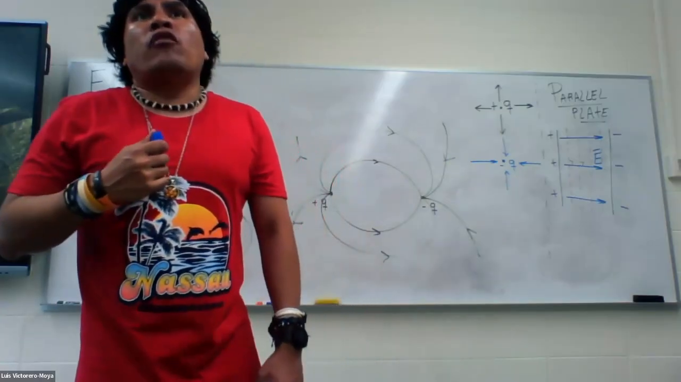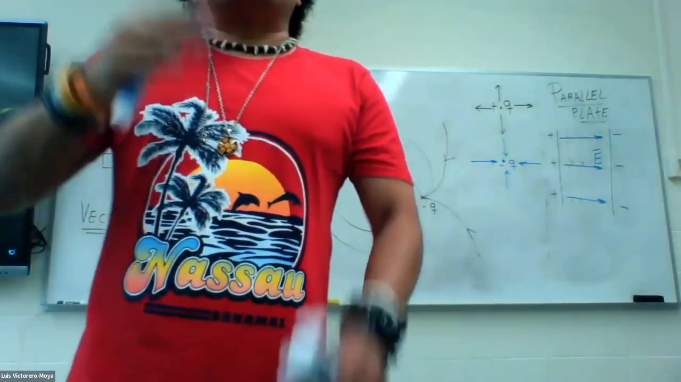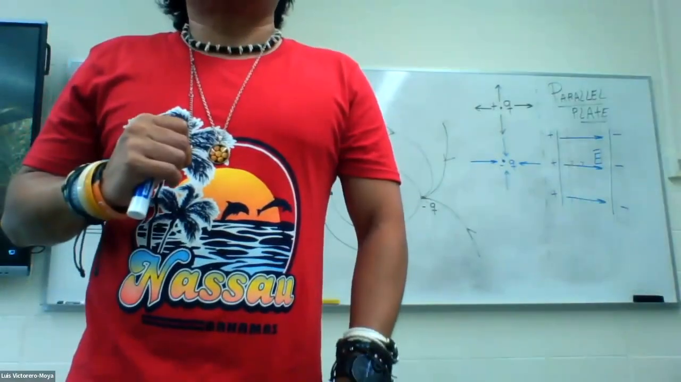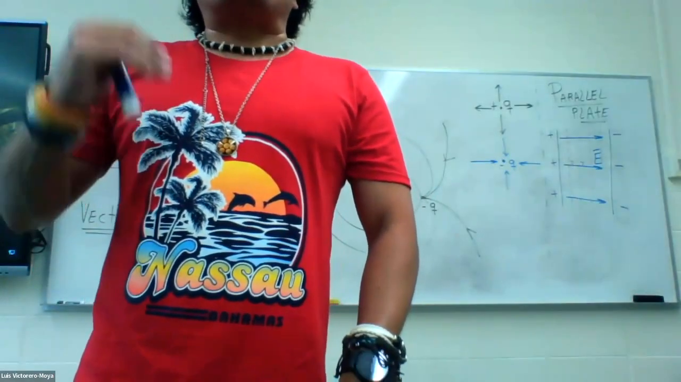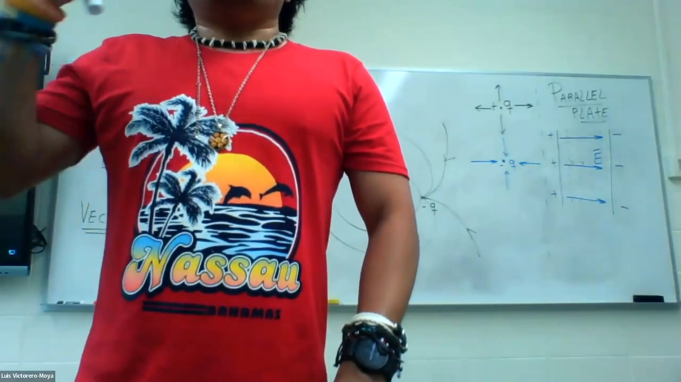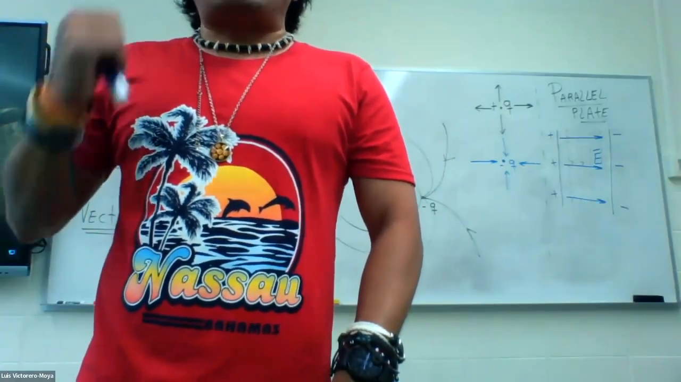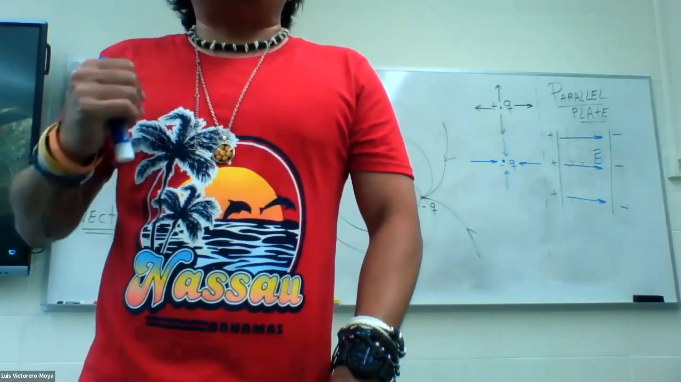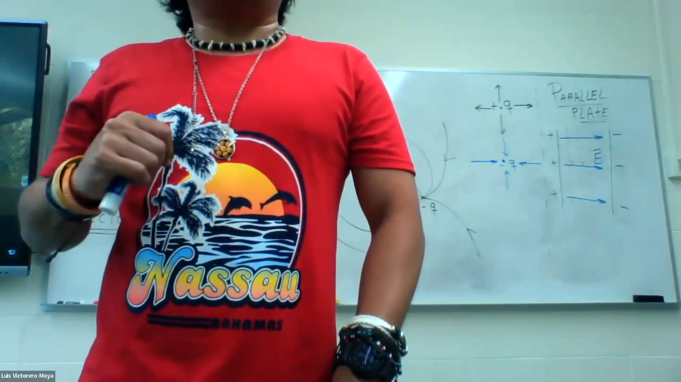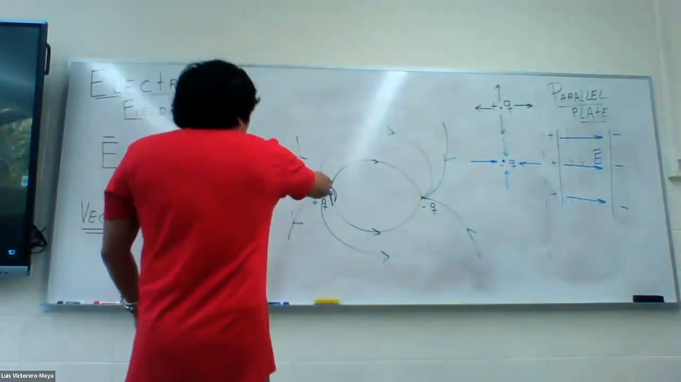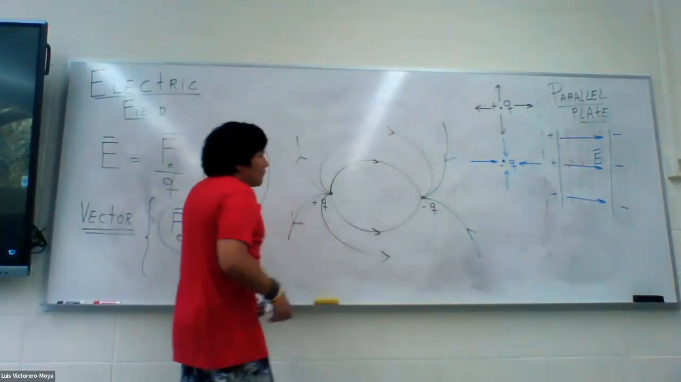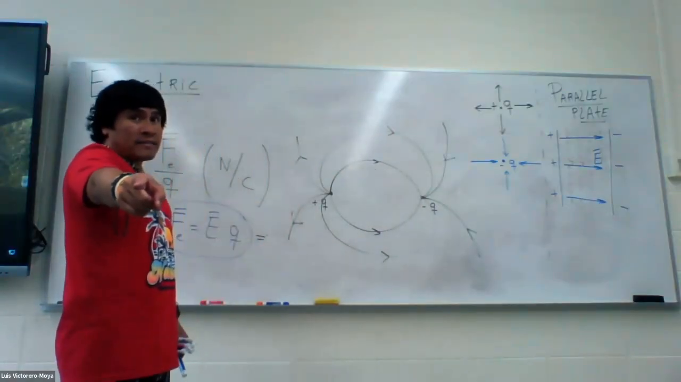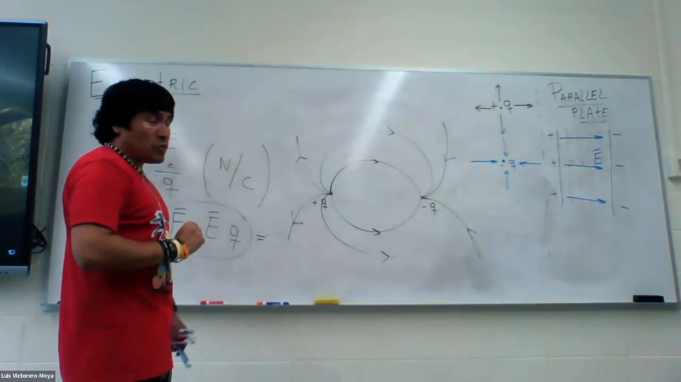Furthermore, we have 6 lines entering negative Q, and we have 6 lines leaving positive Q. Why are they the same amount of lines? Because they both have the same magnitude of charge. If the positive charge was double the negative charge, there will be twice the amount of lines leaving than entering the negative charge. So you will have 12 here, I don't know, 6. There is a problem like that in the assignment, so make sure that you are paying attention to this.